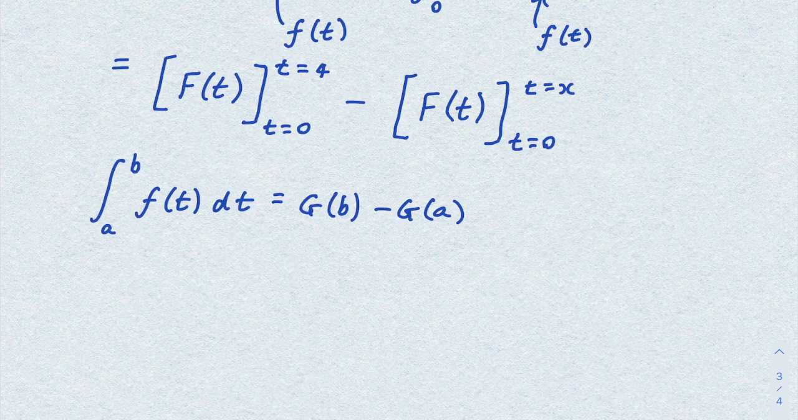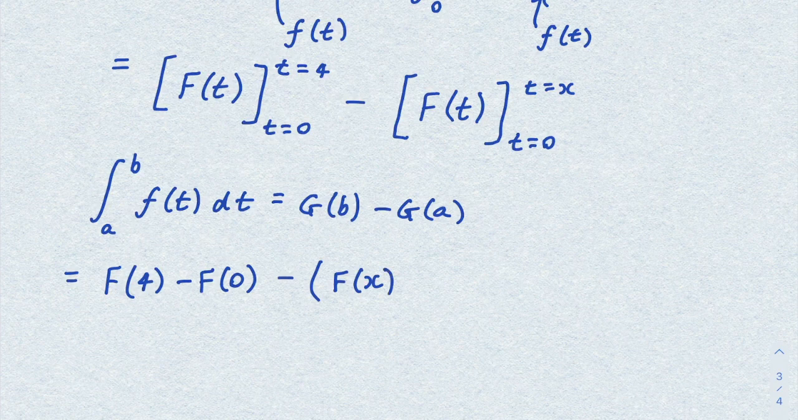So if we apply the Fundamental Theorem of Calculus Part 2, we will end up with uppercase f of 4 minus uppercase f of 0, minus, so we're going to have this in brackets, uppercase f of x minus uppercase f of 0.